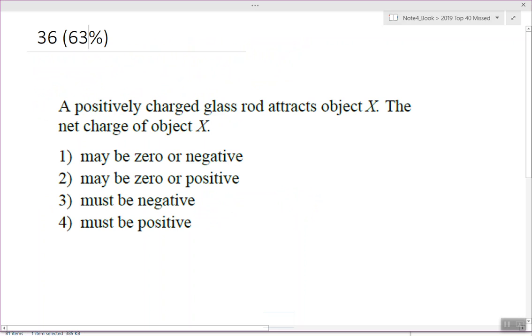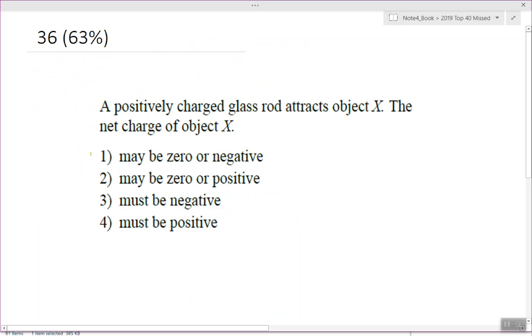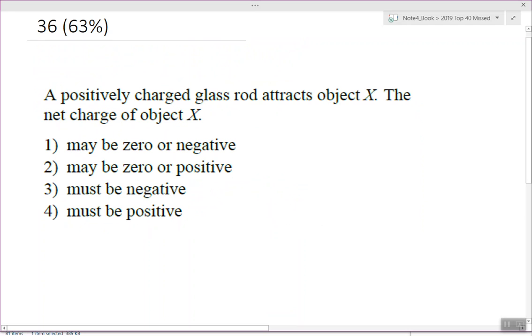36. The answer is 1. This is a positively charged rod, so obviously, at least I hope obviously, a negative thing can be attracted because it's the opposite charge.